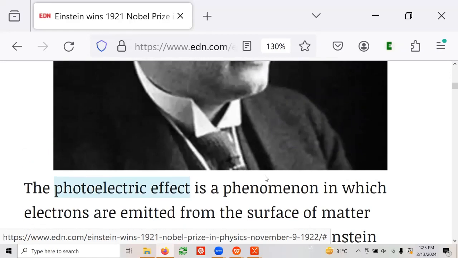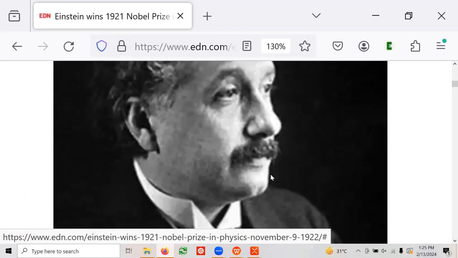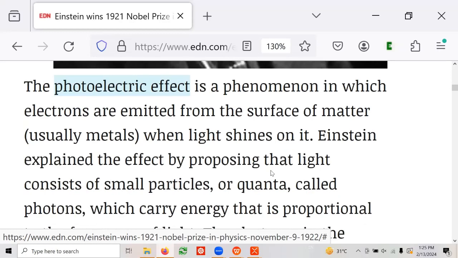Now, what it means is exactly what I was describing. Photo means light. So you shine light and you get this kind of electron emission that results from it. You can read here: a phenomenon in which electrons are emitted from the surface of metal when light shines on it. It's usually metal, but it doesn't always have to be. So common sense would say that if you shine really intense light, you get a lot more energy.